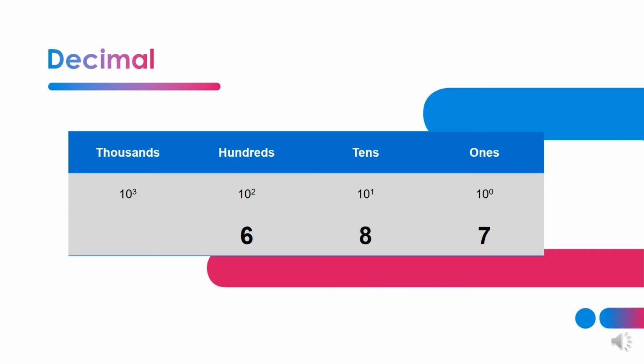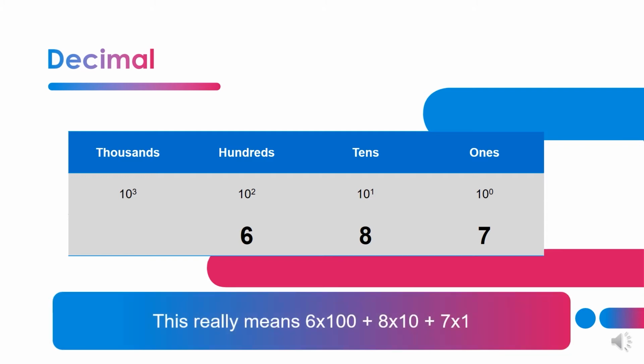When we think about the number 687, it really means we have 6 lots of 100, plus 8 lots of 10, plus 7 lots of 1. It's sometimes called expanded notation. We don't often use expanded notation in decimal, but understanding the concept will help when it comes to the other number systems. You'll notice in this example I've included a row which has 10 to the power of 0, 10 to the power of 1, 10 squared and 10 cubed. It's another way of recording the ones, tens, hundreds and thousands columns.